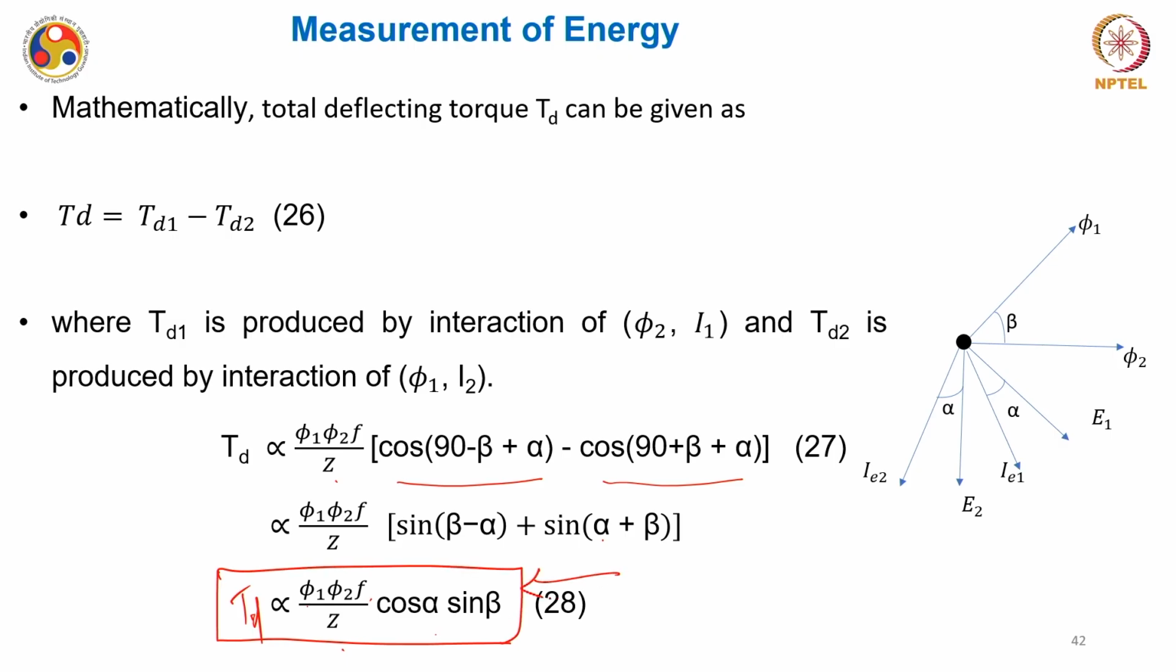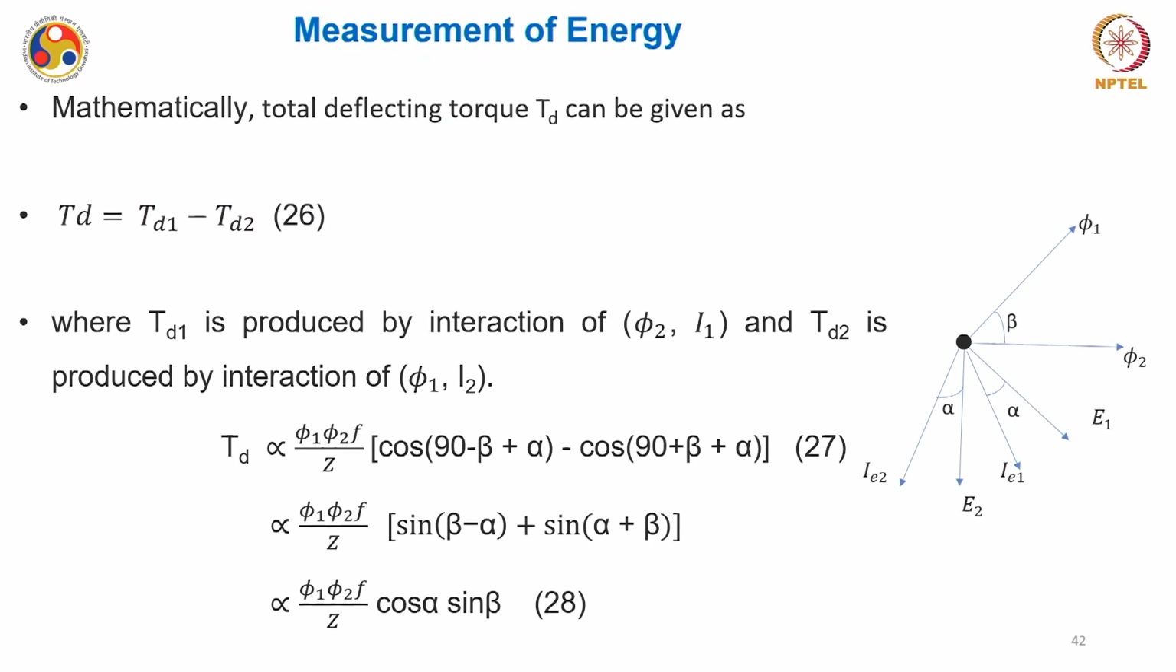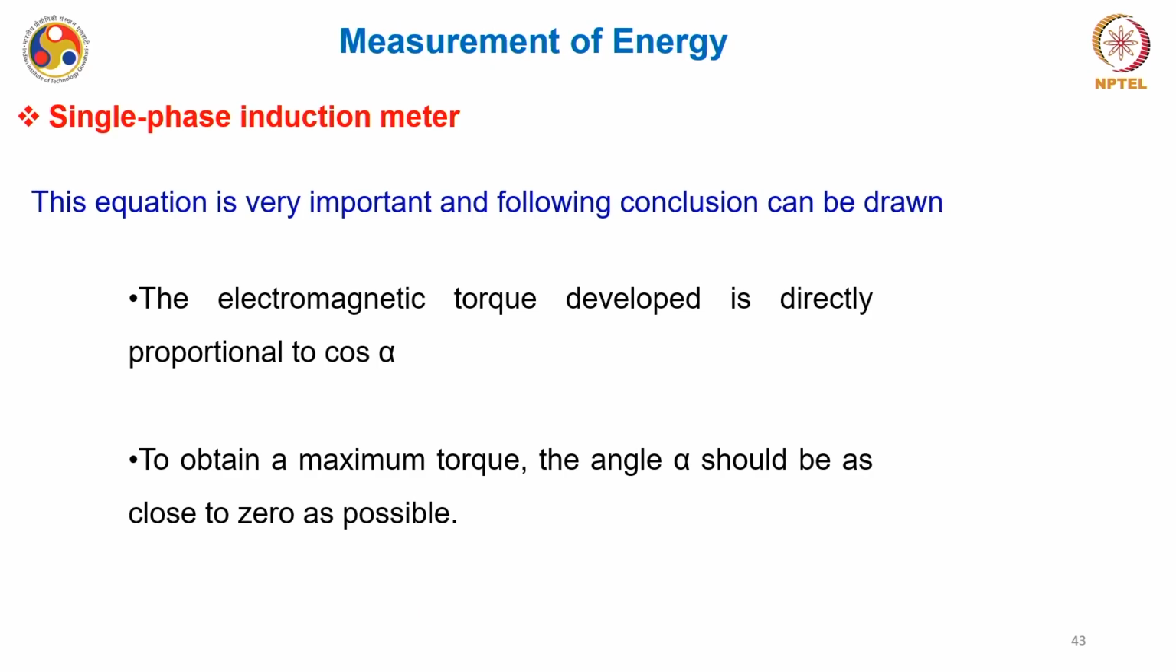Okay. And this equation is very, very important, and this is the actual deflection torque which is acting on the aluminum disc that we have seen. The electromagnetic torque developed is directly proportional to cos alpha, that we can simply see from this equation. This TD is directly proportional to cos alpha. So, to obtain a maximum torque, the angle alpha should be as close to 0, so that cos alpha is as maximum as possible.